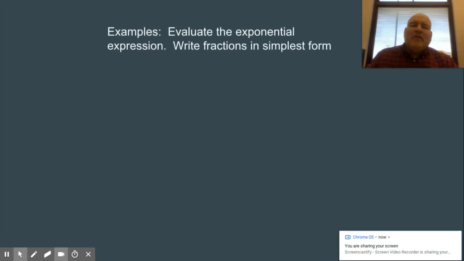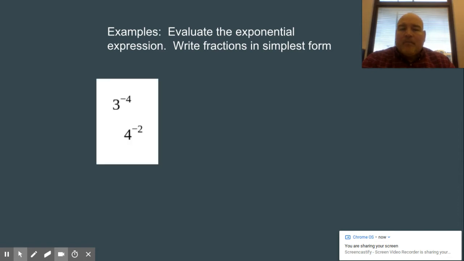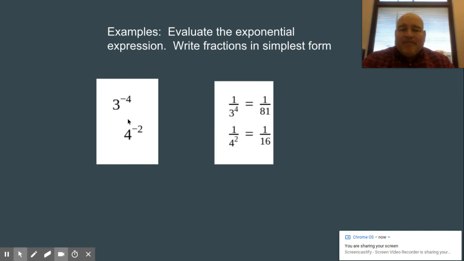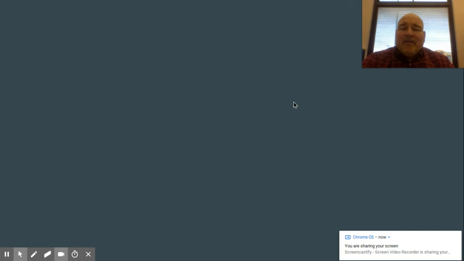Evaluate the exponential expression. Write your fractions in simplest form. 3 to the negative 4th and 4 to the negative 2nd. So the first thing we have to do is we have to flip them to make the exponents positive, and then we use our calculators and we work out. 3 to the 4th power is 81, 4 to the 2nd power, 16. Take a look at our final examples.